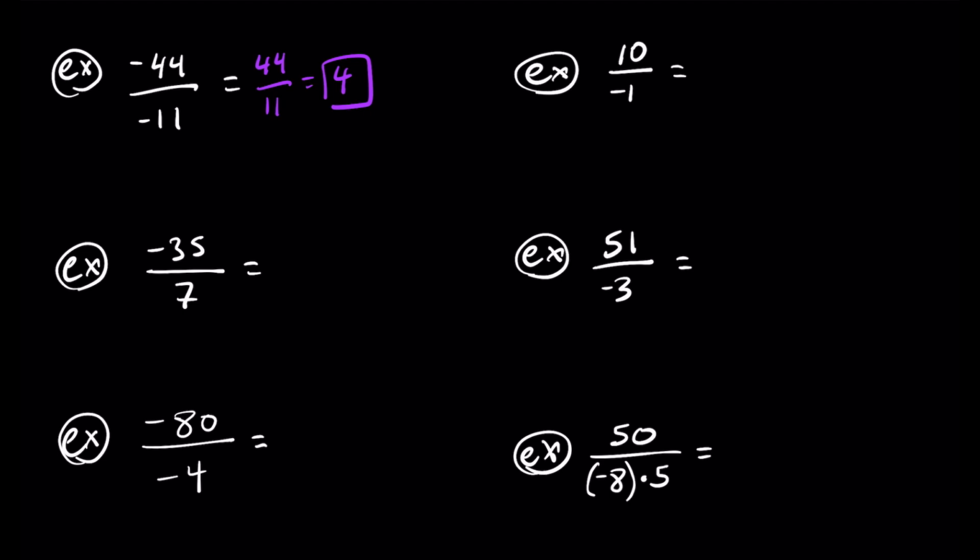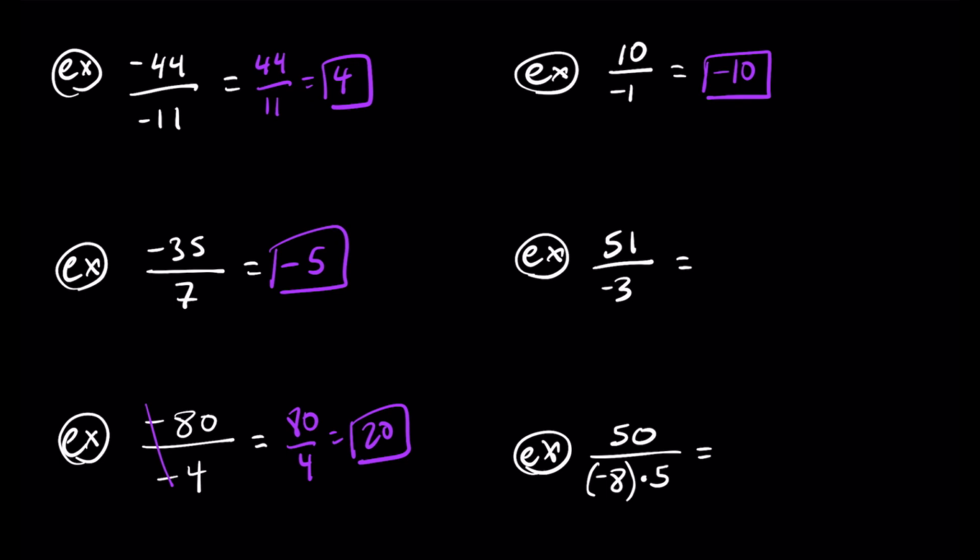Negative 35 over 7. Our answer is going to be negative. 35 over 7, or 35 divided by 7, is 5. So negative 5 is our answer. Negative 80 over negative 4. Well, those negatives cancel. So we have just 80 divided by 4, which is going to be 20, positive 20. 10 over negative 1. This is like dividing by negative 1 is the same thing almost as multiplying by negative 1. All that happens is the top number changes signs. So we have a positive 10. We're dividing by a negative 1, so that 10 is going to become negative 10.